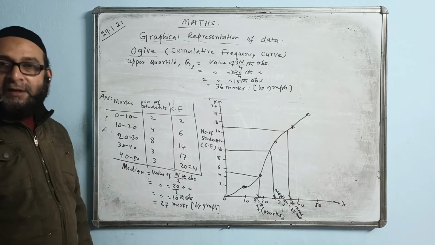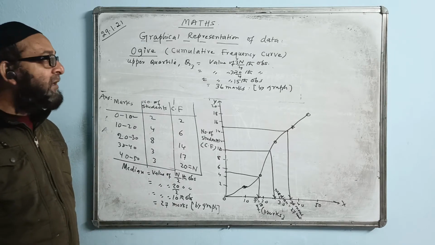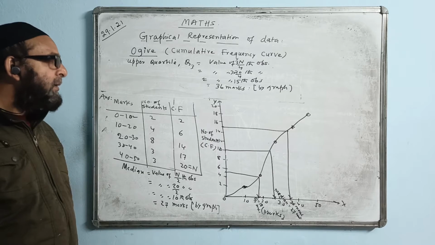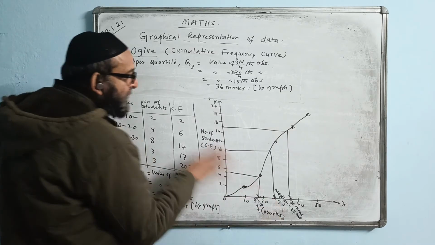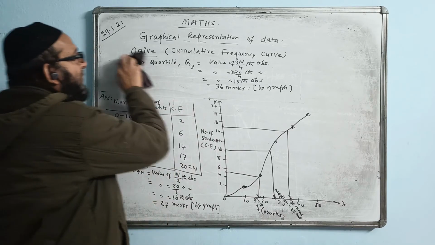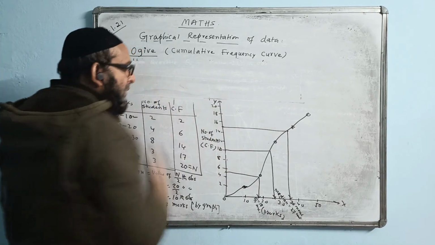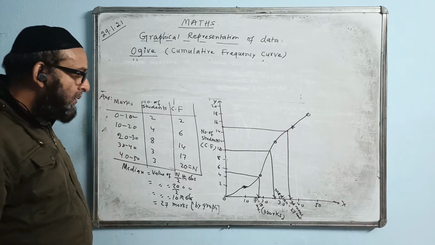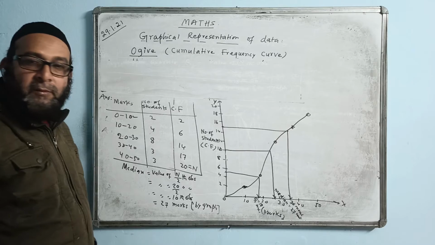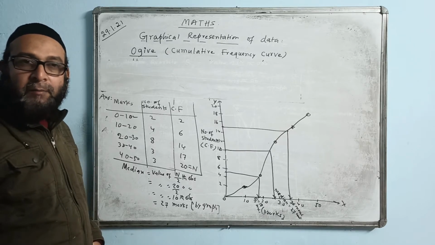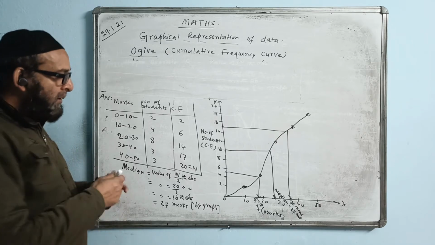So Q3 we find this way. I think you understood how we find Q3. Now sometimes they may give the value of marks and ask you to find the number of students. One example I am giving. So they are saying, if 24 is the pass marks, find the number of students failing.